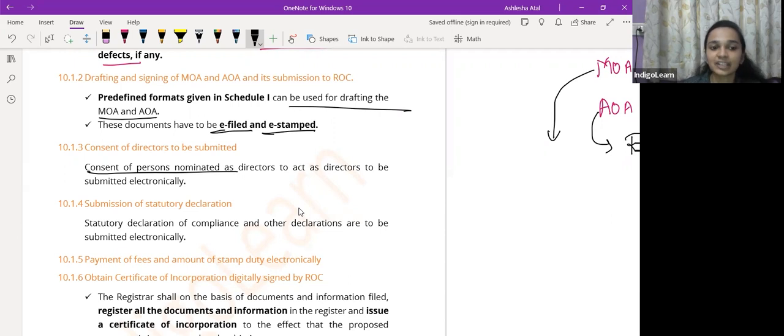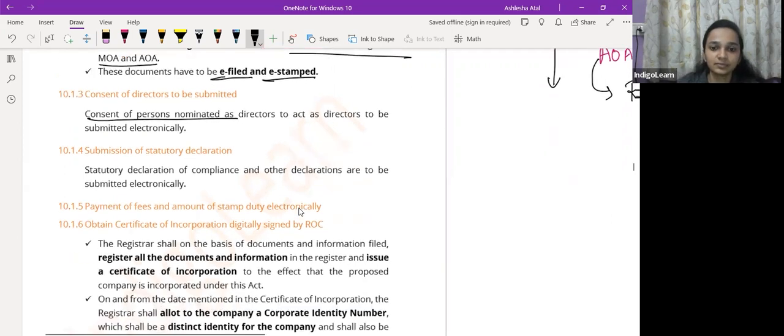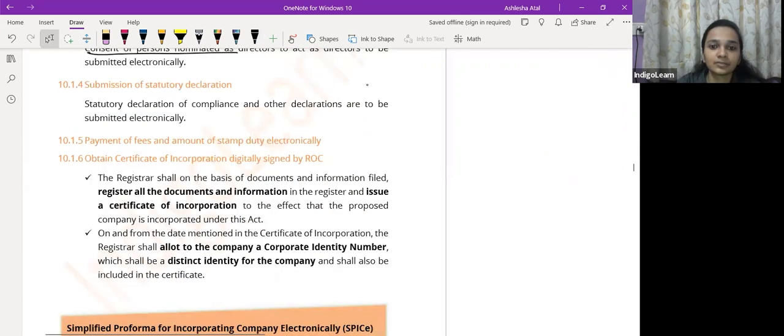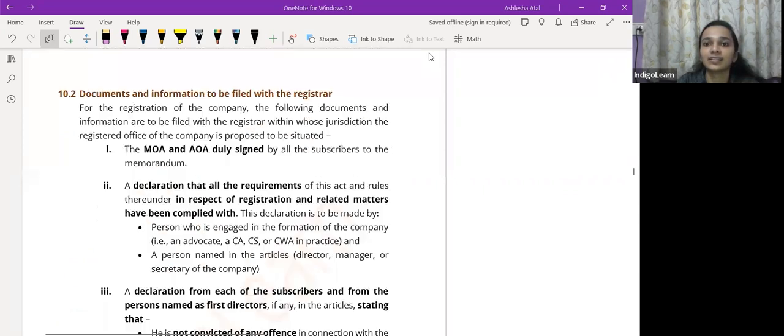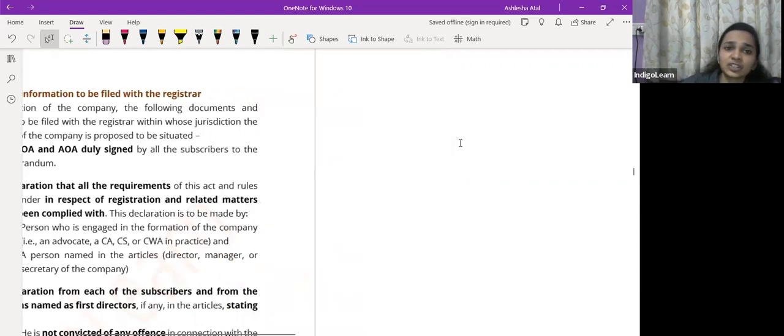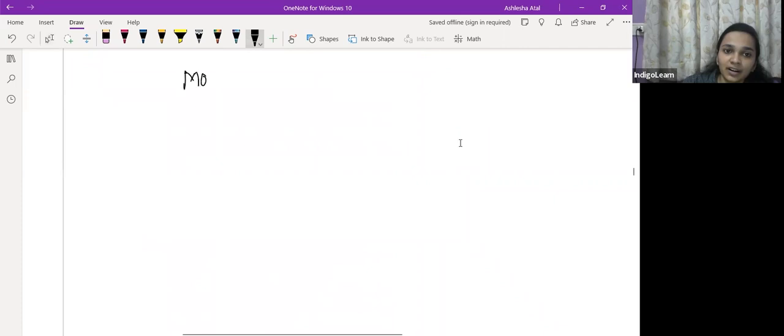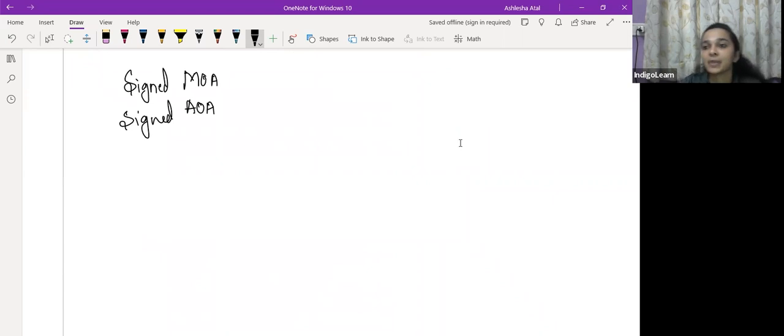Apart from it, there are certain declarations which have to be filed. Now let's have a look at the documents and the information which are to be filed with the registrar of company. तो सबसे पहला डॉक्यूमेंट जो होता है उसके बारे में तो सोचने की भी जरूरत नहीं है, वो होता है आपका मेमोरेंडम ऑफ एसोसिएशन एंड आर्टिकल्स ऑफ एसोसिएशन. एंड सिर्फ मेमोरेंडम ड्राफ्ट नहीं, इसका साइंड कॉपी, साइंड मेमोरेंडम ऑफ एसोसिएशन एंड साइंड articles of association.